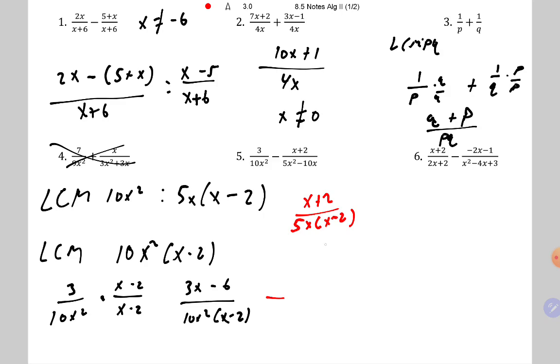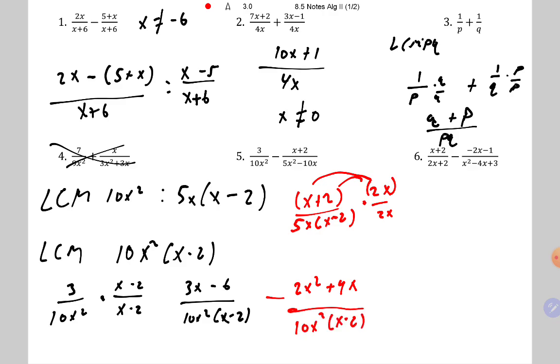Okay, lowest common multiple is 10x squared, so I need to multiply this by just another 2x to get the 10x squared. Okay, this is going to be distributed to these two, so I have 2x squared plus 4x over 10x squared, x minus 2. Have the same denominator now.